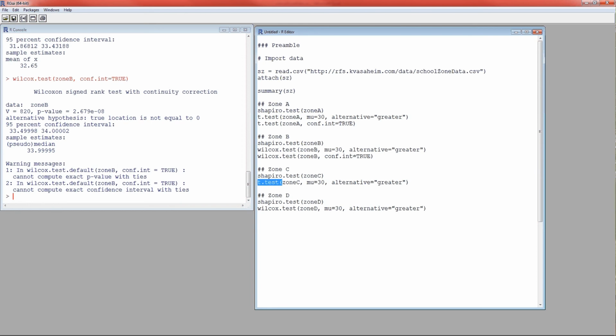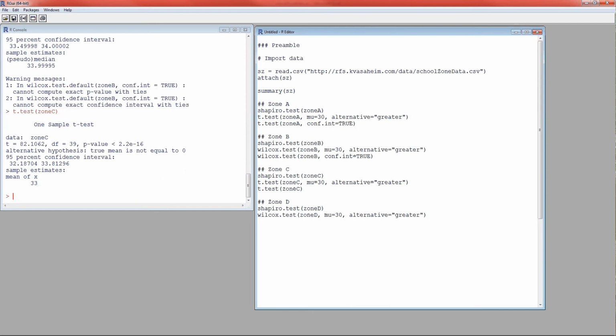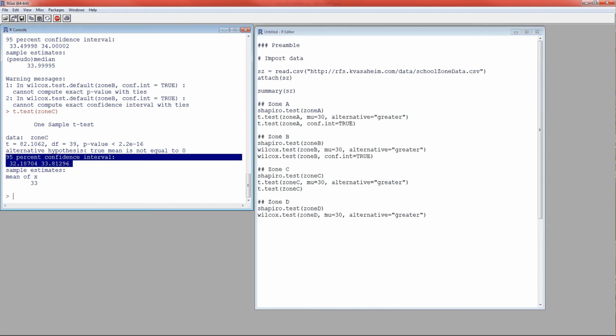Zone C. I'm not going to include the conf.int equals true. It still gives me the confidence interval, because for the t-test, the confidence interval is the default. We're 95% confident that the true average speed through zone C is between 32.19 and 33.81 miles per hour. Again, violating the law on average, but not by much.